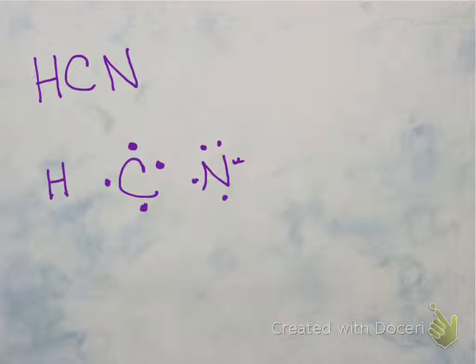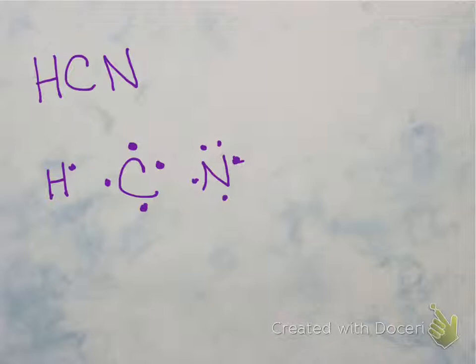One more example. Let's see, we've got HCN. Remember, hydrogen can't be the central atom, so we're going to put carbon in the middle, hydrogen, nitrogen. We're going to draw our Lewis structures for our atoms. Carbon, group 14, has 4 valence electrons. Nitrogen, group 15, has 5 valence electrons. And hydrogen in group 1 has 1 valence electron.